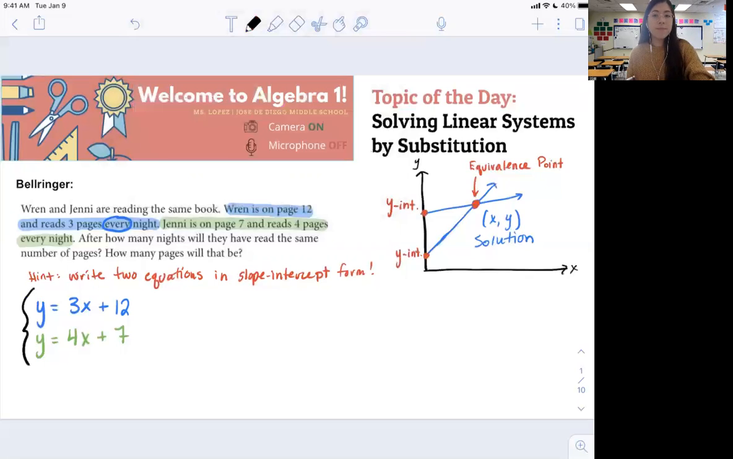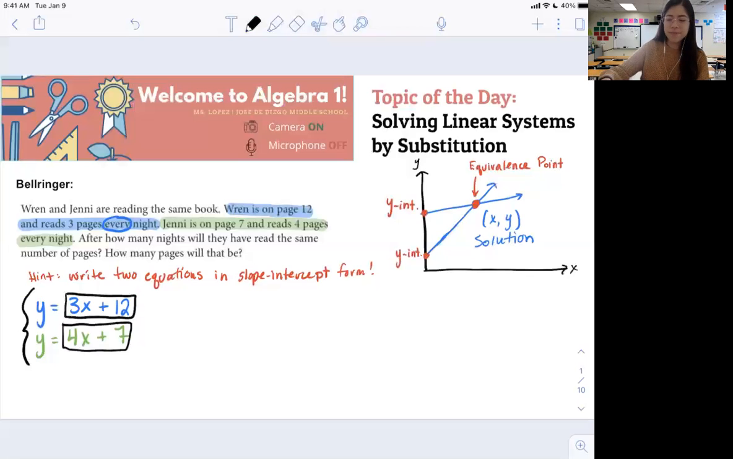Oh, okay. Yeah, I see what happened here. We have to do y equals 3x plus 12. I mean, take the 3x plus 12 equal to 4x plus 7. Aw, that's embarrassing. That's okay. The more we do this, the more intuitive it's going to become for you.